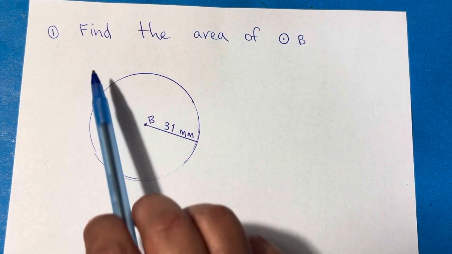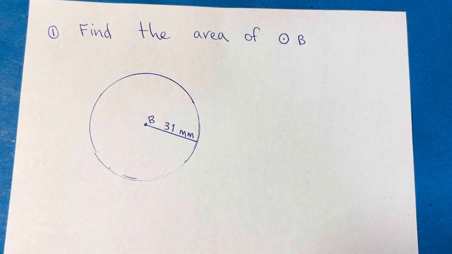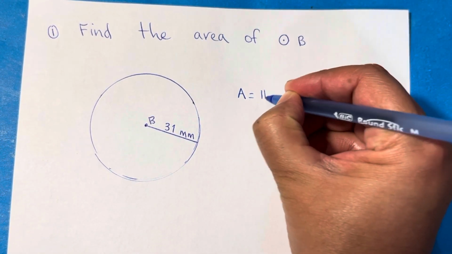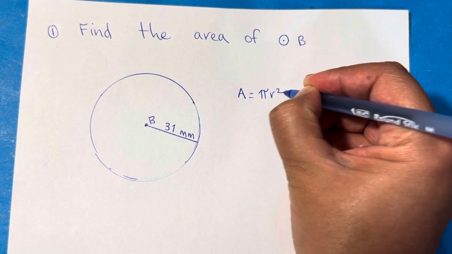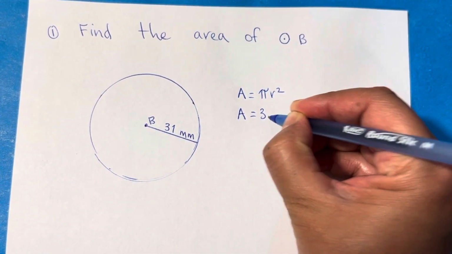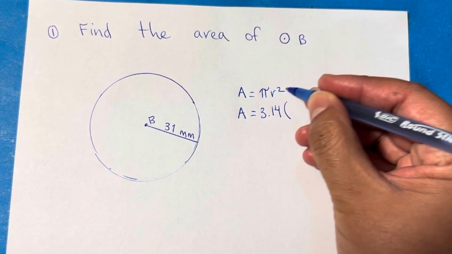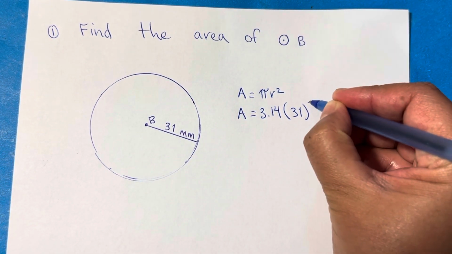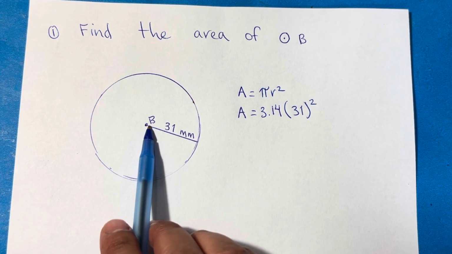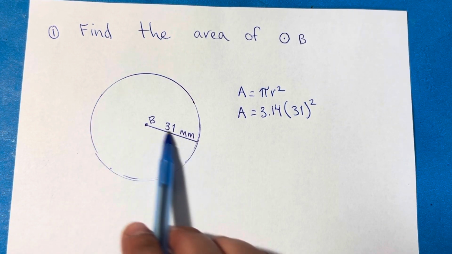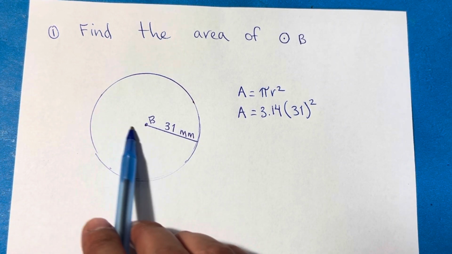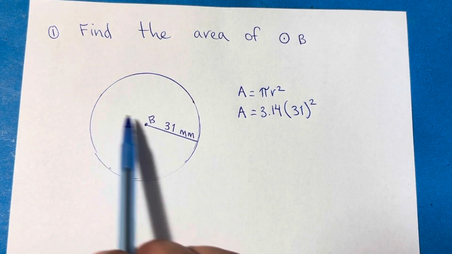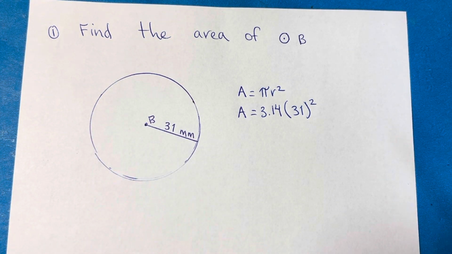For number 1, it says find the area of circle B. And so for the area, the formula is pi r squared. Pi is 3.14 multiplied by the radius, which is 31 squared. Now be careful because sometimes you're given the entire diameter, and that means that you have to divide that by 2 to get the radius.